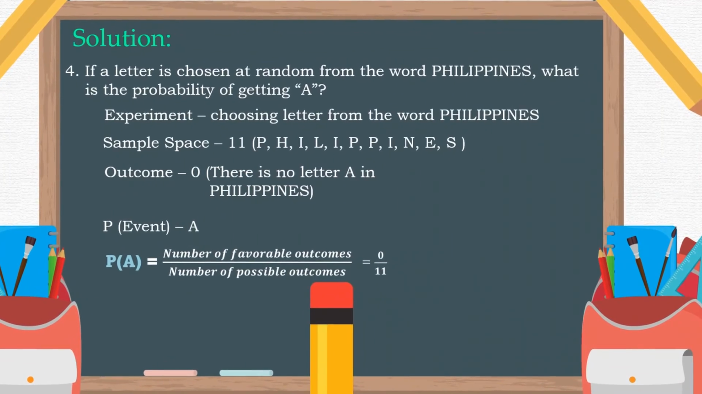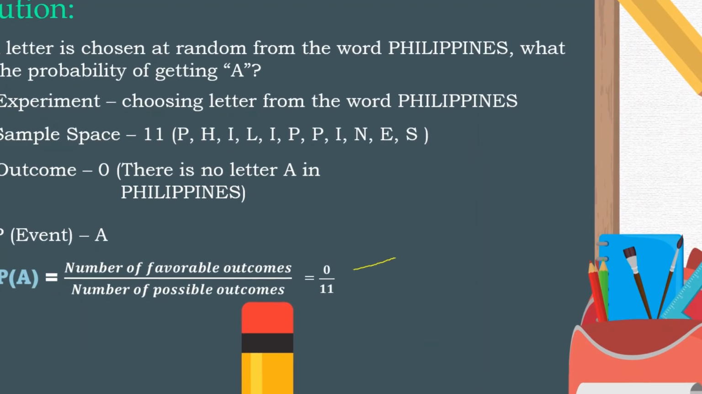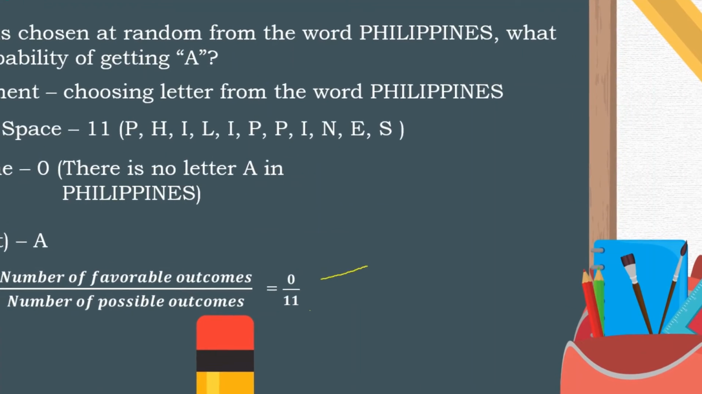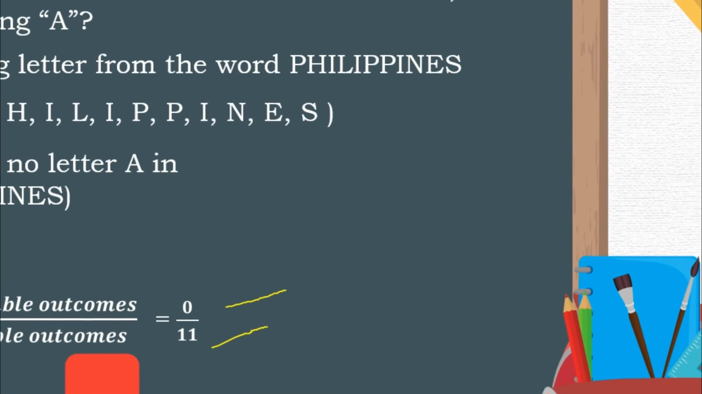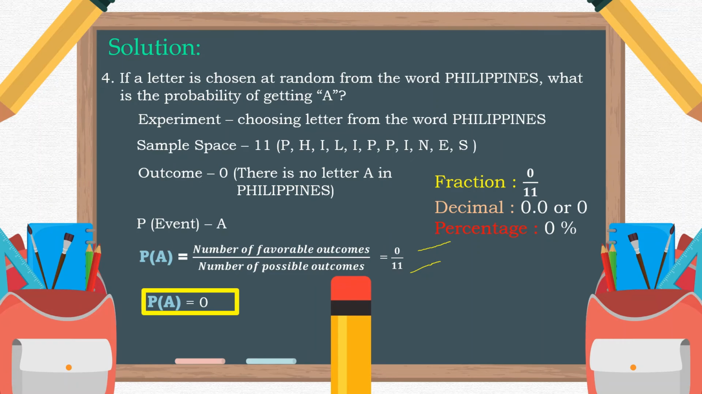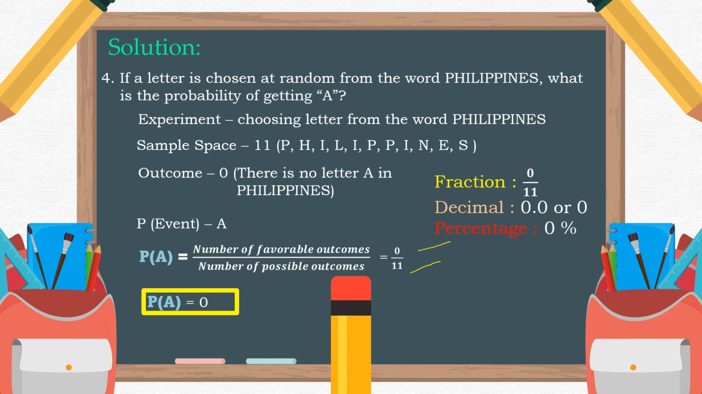Our P of A is equal to the number of favorable outcomes. So how many A's? 0. The number of possible outcomes is 11. Therefore, the P of A is 0. In fractional form, that is 0/11. The decimal form is 0.0 or simply 0%. The percentage form is 0%. Since that is a 0% chance to happen, our event is an impossible event.